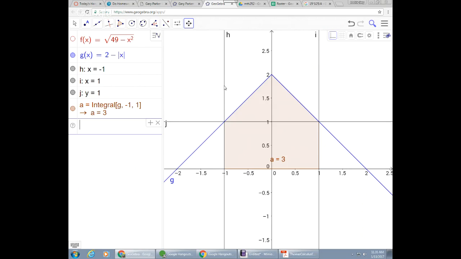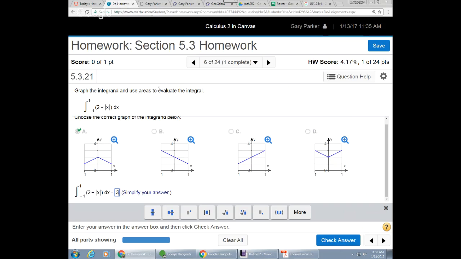Which brings up the question, can you use GeoGebra on the test? The answer is for some questions, yes. But we're going to want to see work for others.